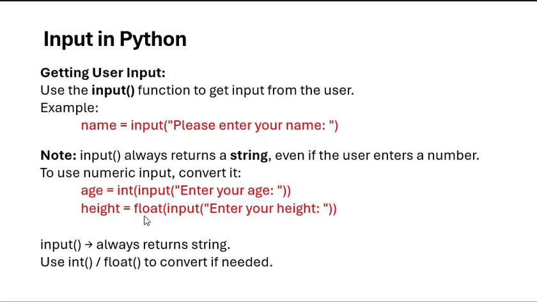Height is equal to float, input "Enter your height". Even the height is a floating point number. The input function always returns the string value, so how does it convert? Use the int function or float function to convert if needed. If you want to convert, then use the int function or float function.